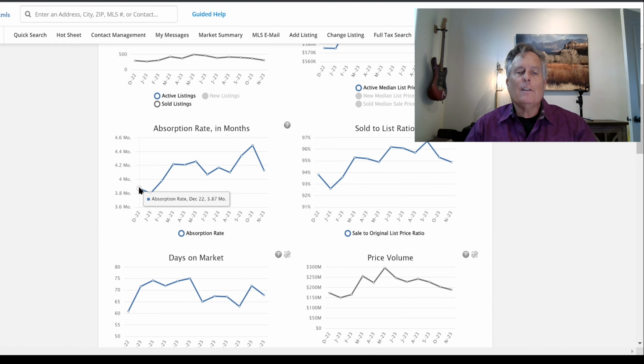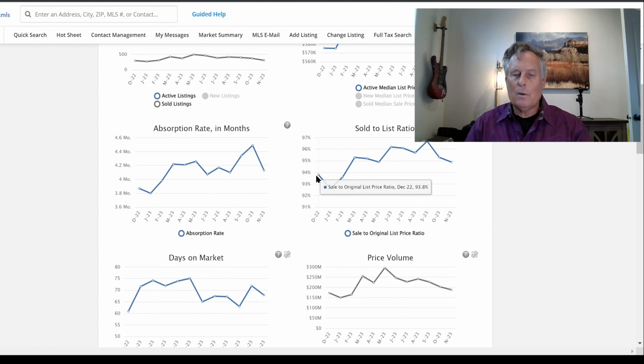In the height of the frenzy about a year and a half ago, we were at less than 1 month's worth of inventory, and that was scary. That's where buyers, every time they were putting in an offer, they were competing with 10 to 15 other offers. So this is a much healthier marketplace all the way around for people.